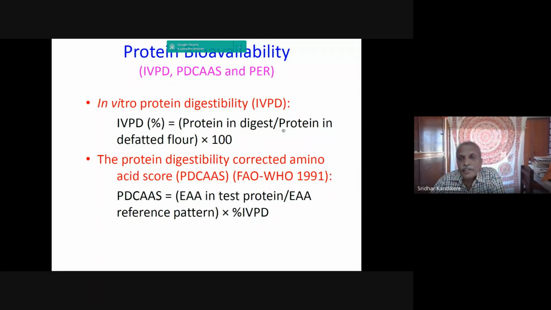That is, protein in the digest divided by protein in the defatted flour, that is, the lipid is removed, into 100 gives you IVPD in percent. Another parameter is protein digestibility corrected amino acid score. That is another parameter where PDCAS will be calculated using essential amino acid in the test protein divided by essential amino acids in the reference pattern, that is the FAO-WHO reference pattern, into percent IVPD, which is going to provide you PDCAS for essential amino acid. By that, you can evaluate whether it is going to meet the requirement or not.